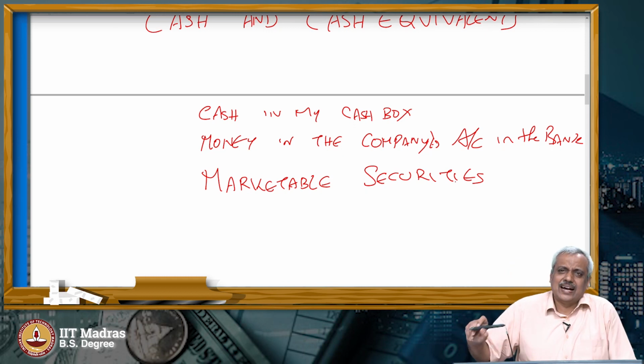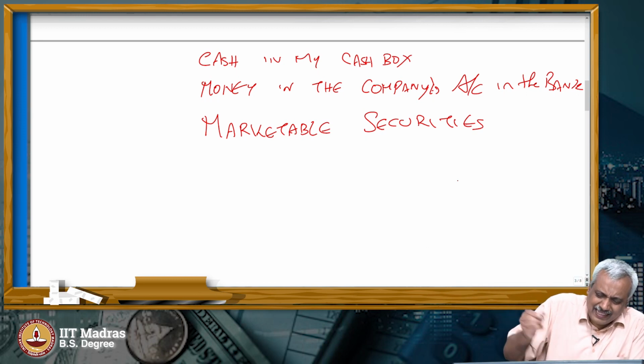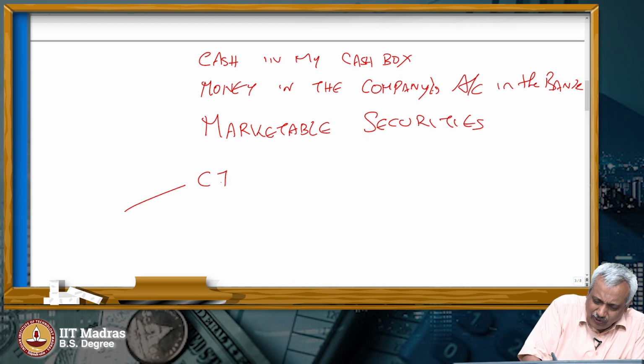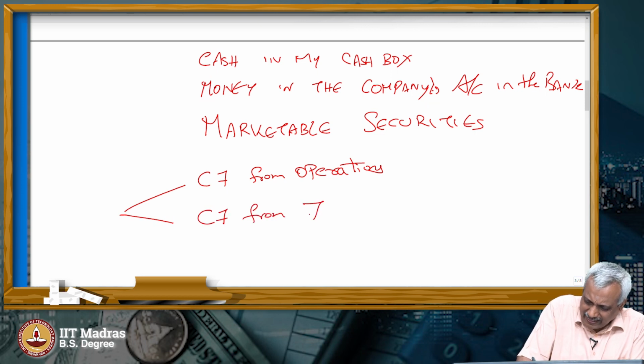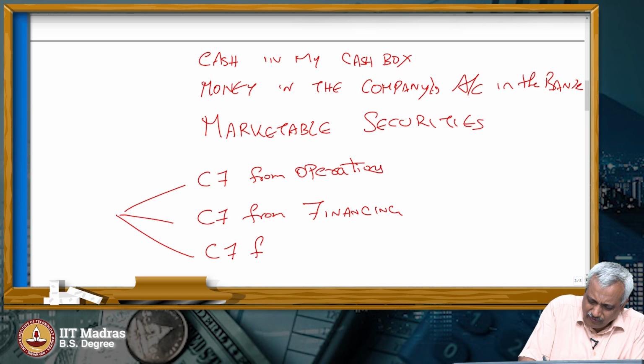Now, having said that, when I draw up my cash flow statement, I basically have three categories. The first one is cash flow from operations. Next, we have cash flow from financing. Next, we have cash flow from investing activities.